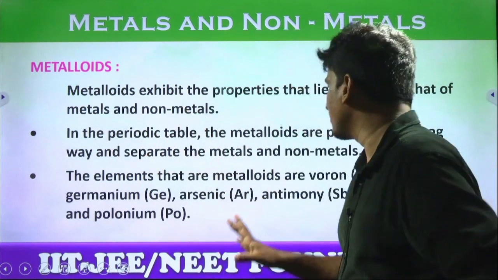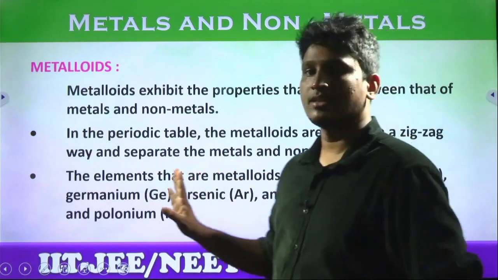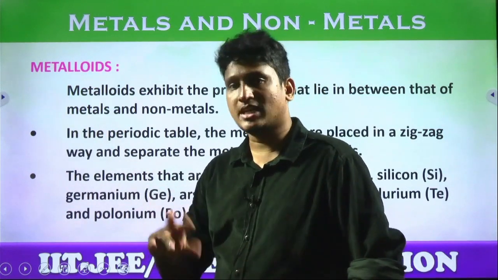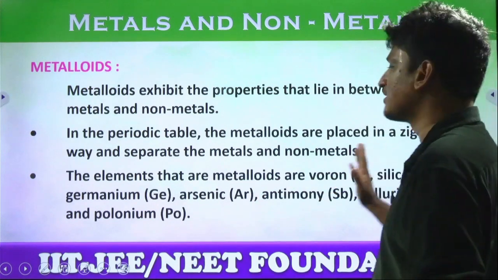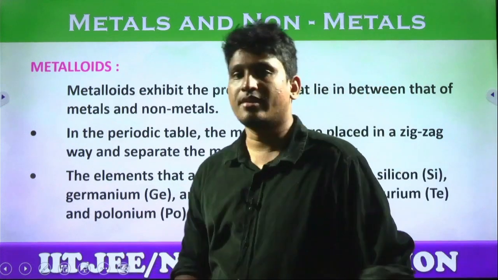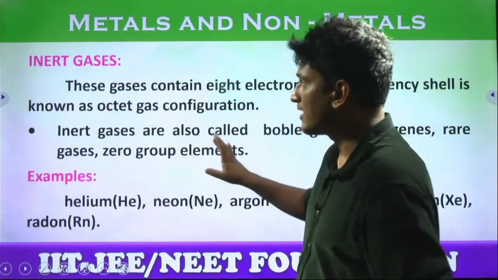In the periodic table, the metalloids are placed in a zigzag way and separate the metals and non-metals. So the line of elements which separates metals and non-metals are called metalloids. They have both metallic and non-metallic properties. The metalloids are boron, silicon, germanium, arsenic, antimony, tellurium and polonium. Polonium is radioactive. These elements have both metallic as well as non-metallic nature.